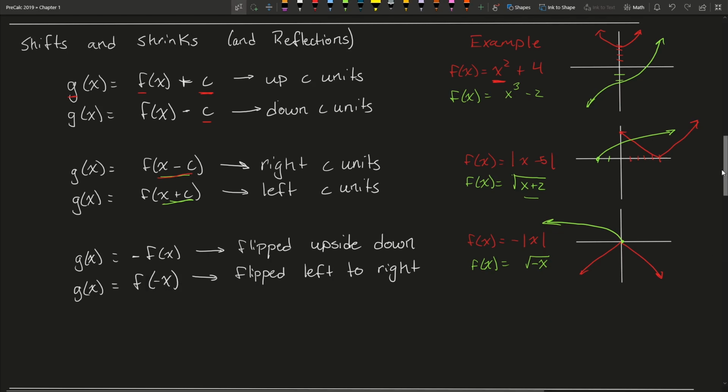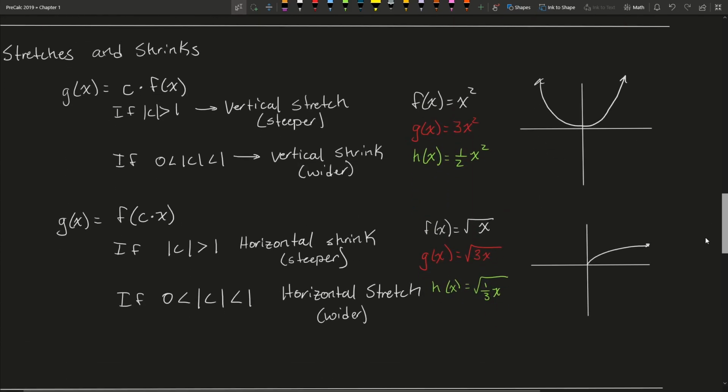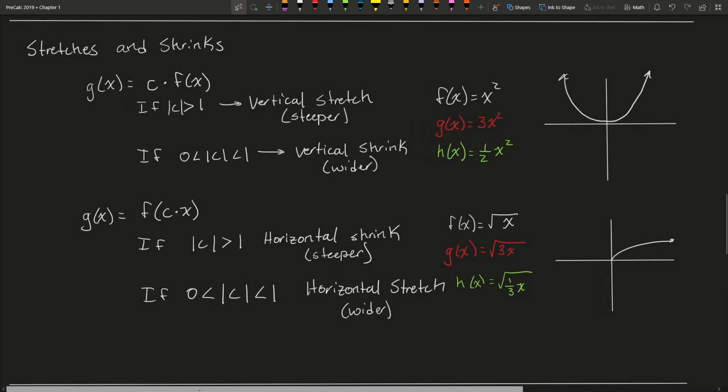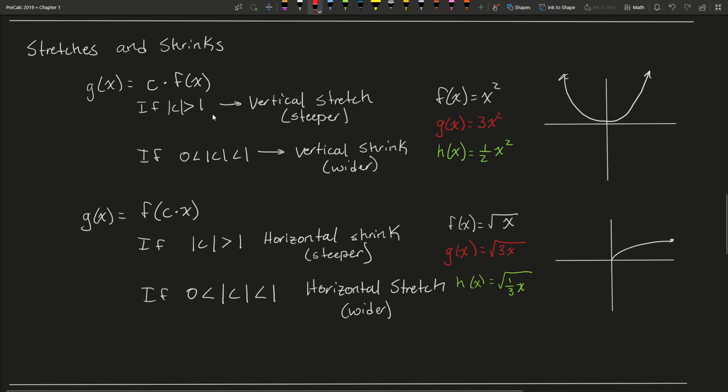We can also stretch and shrink our parent functions. So if we have some function g, which is a multiple of one of our parent functions, it will either stretch or shrink. So there are two different categories. One is when we multiply by a value of c, which is greater than 1. When this happens, we get a vertical stretch.